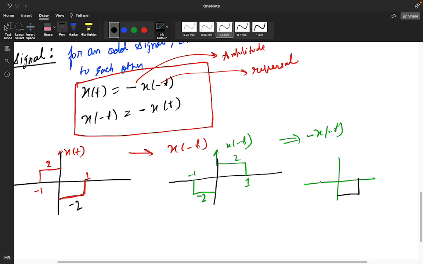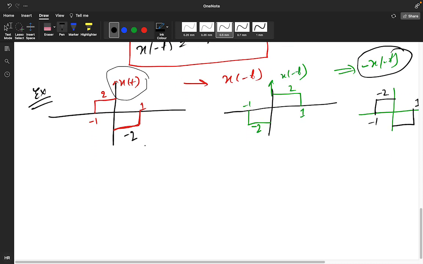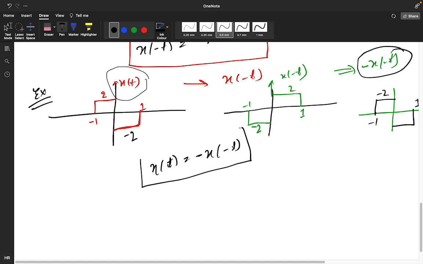So -1, this is -2, this is 1. So this minus x of minus t is coming to x of t equal to, then the signal is your odd signal. So x of t value, if it is coming as minus x of minus t, then the signal is odd signal. And for checking the odd signal, you can also do one thing.